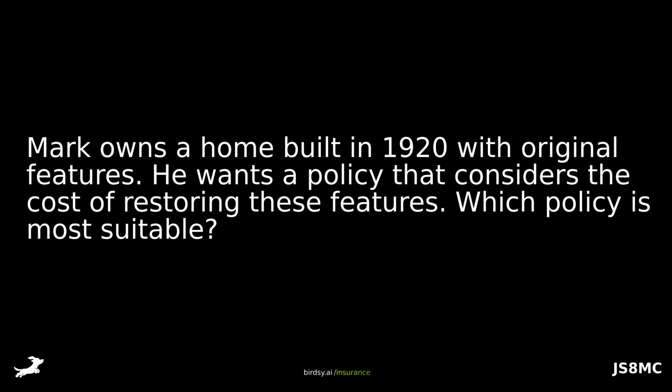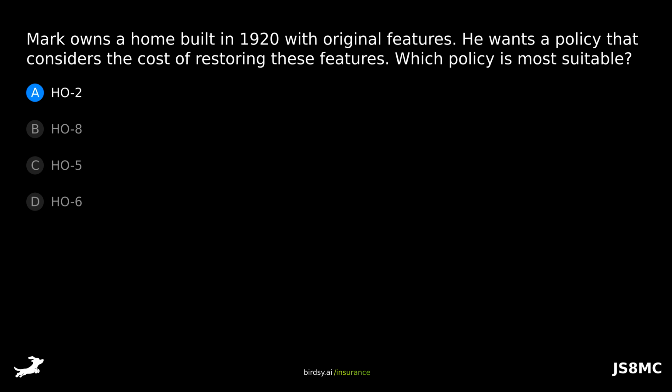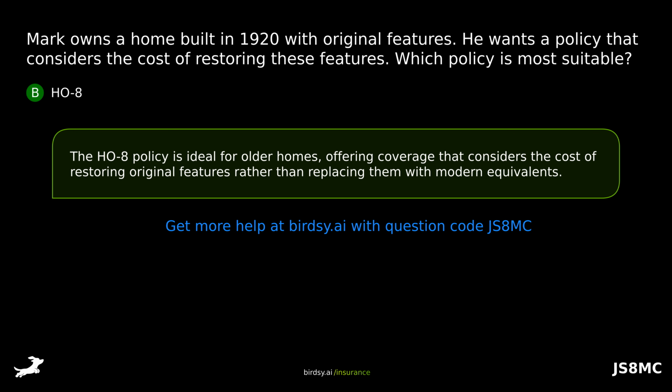Mark owns a home built in 1920 with original features. He wants a policy that considers the cost of restoring these features. Which policy is most suitable? Is it A, Homeowners 2, B, Homeowners 8, C, Homeowners 5, or D, Homeowners 6? The answer is B, Homeowners 8. The Homeowners 8 policy is ideal for older homes, offering coverage that considers the cost of restoring original features rather than replacing them with modern equivalents.